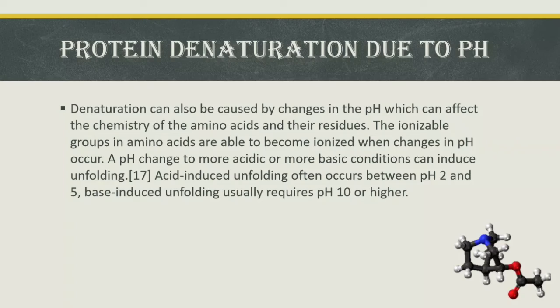Protein denaturation due to pH. Denaturation can also be caused by changes in the pH, which can affect the chemistry of the amino acids and the residues. The ionizable groups in amino acids are able to become ionized when changes in pH occur. A pH change to more acidic or more basic conditions can induce unfolding. Acid-induced unfolding often occurs between pH 2 and 5. Base-induced unfolding usually requires pH 10 or higher.